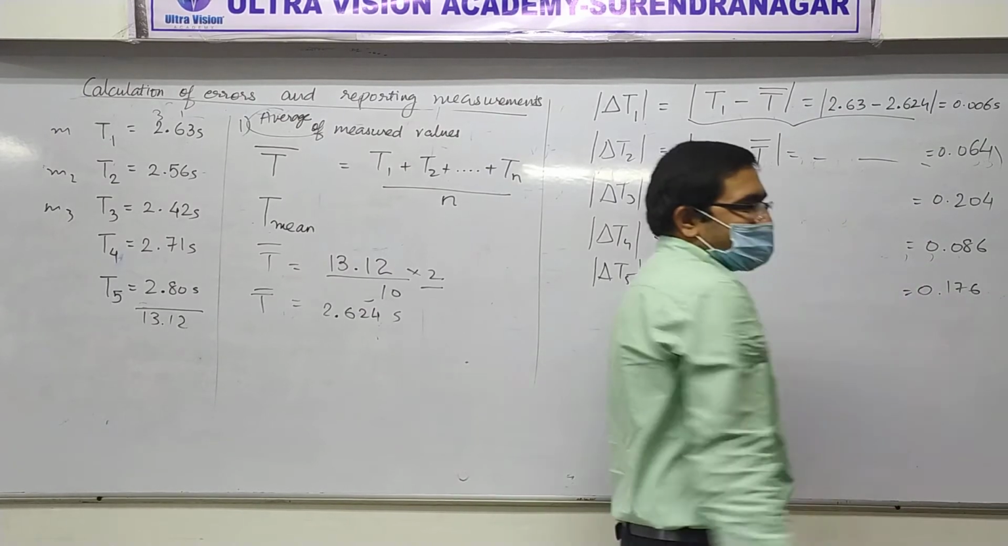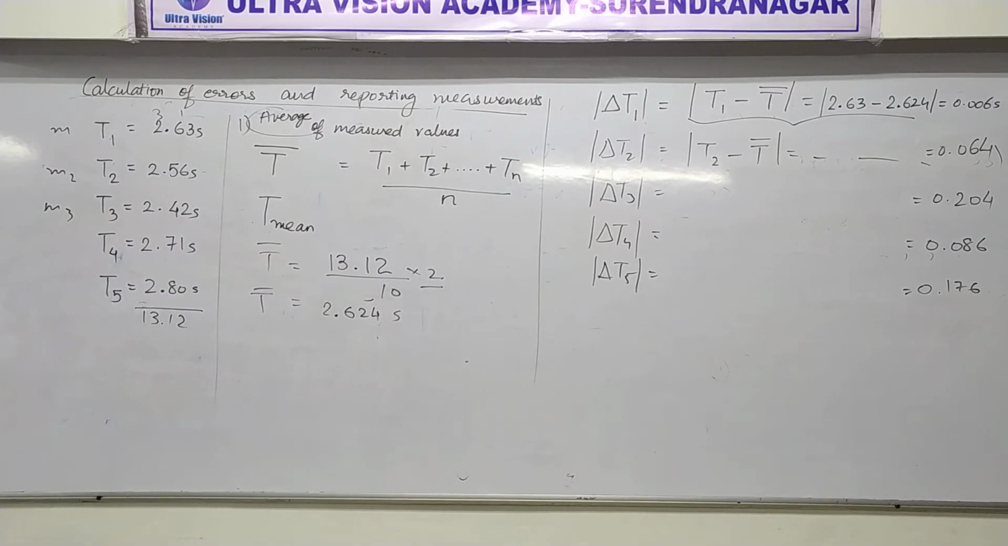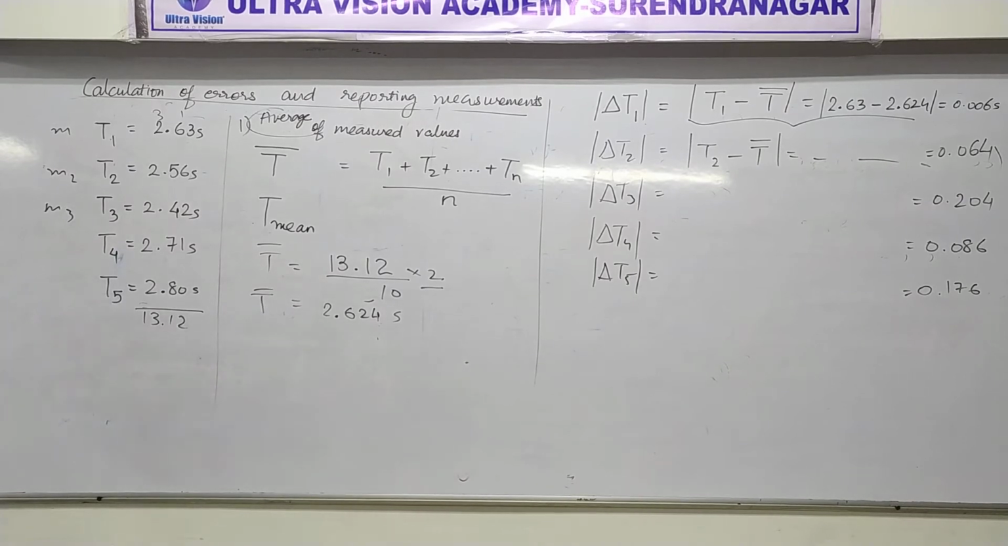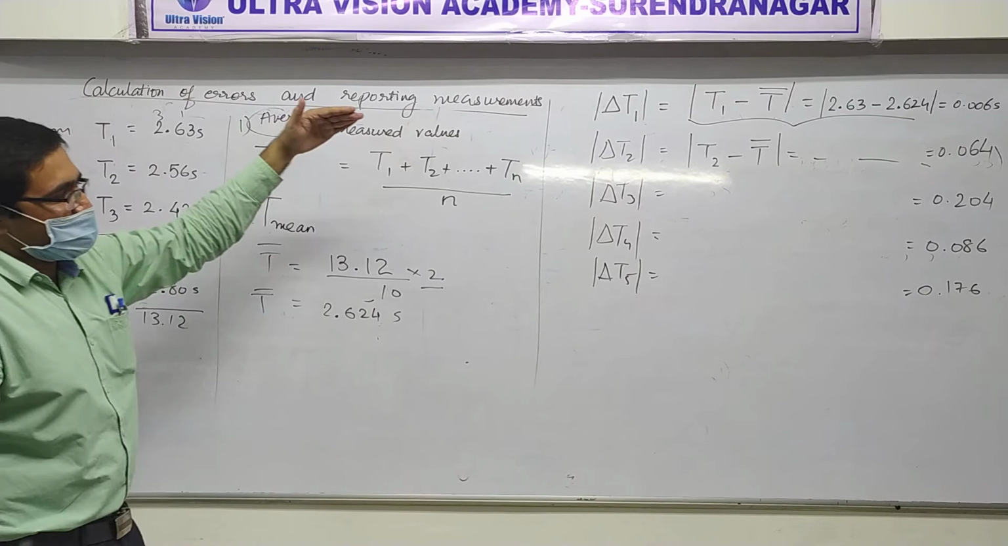0.176. Okay or not okay? Okay or not okay? Do the subtraction carefully. Don't make silly mistakes. Well then. Right. So these are the 5 errors.